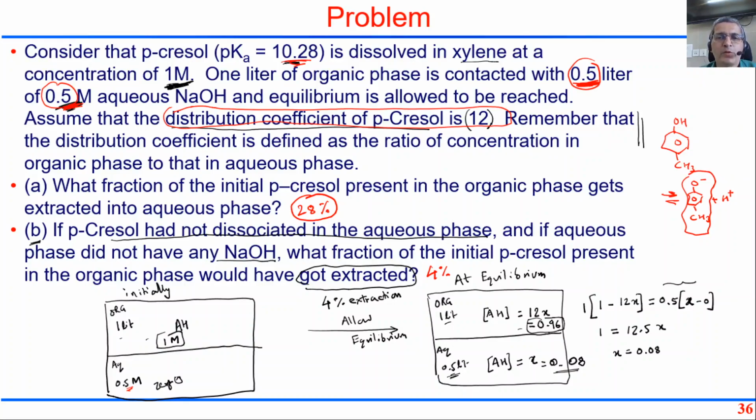Now you will be able to see that depending on their acidity and depending on their distribution coefficient, in this case it was 12. So if you have a distribution coefficient for BH as well, maybe it is 5, maybe it is 25, depending on the distribution coefficient and depending on their basicity, how more of A or more of B would get extracted into the aqueous phase and the other one would remain in the organic phase. That's how we would be able to do the separation of A and B. That is the principle behind dissociation extraction. Okay, that's what we are going to see in the next class.